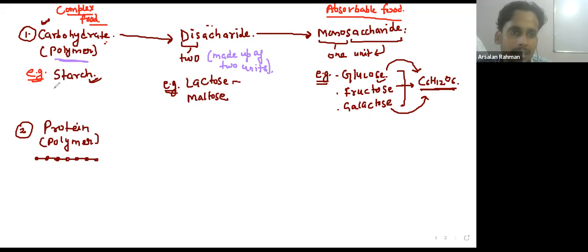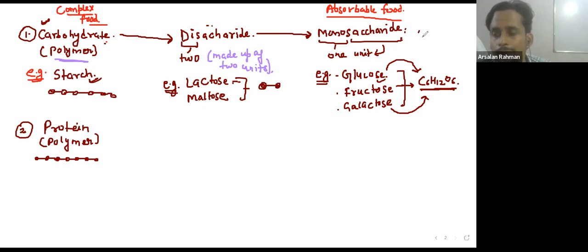Starch is also a polymer made up of very long units. And these are basically made up of two units. And these are basically made up of one unit. Okay, one unit.